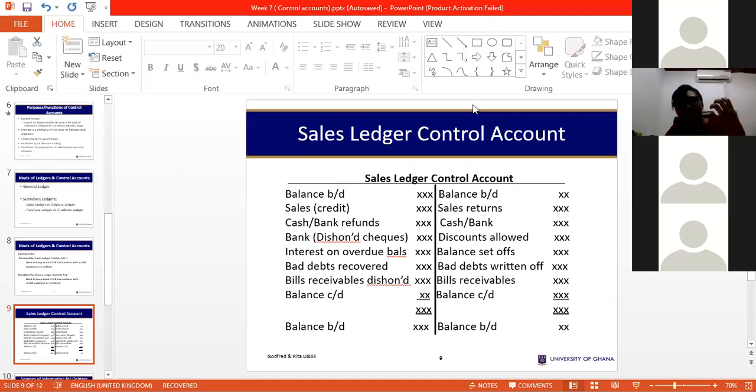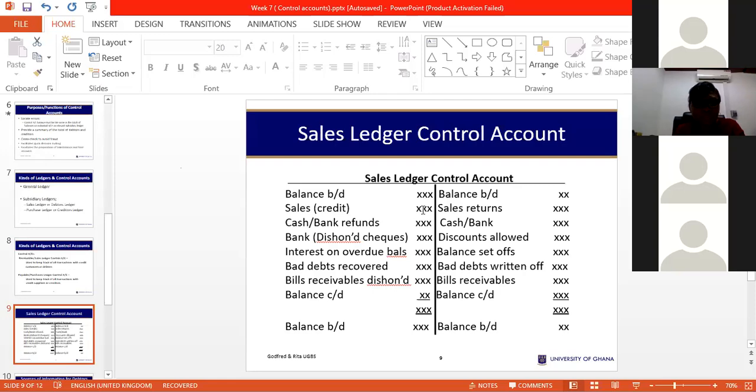So the debit to Freeman and to Ascertain's account adds on to the total of the debtors figure. And so any transaction on the individual accounts that would increase the debtor balance would be put on the debit side. You would realize that in this example I have given, there is a debit to Ascertain of 100, and a debit to Freeman of 200. That together would give us 300 cedis, and that will be the total of the sales credit that we have here. Are we okay?